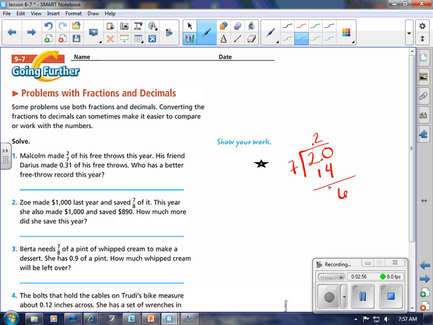I already know who has the better free throw record. Do you guys see why? Because this has a 3 in the tenths place and this has a 2. So Darius had a better free throw record. I already know that. He's got a tenth higher. Do you see how I didn't have to even work that out all the way?